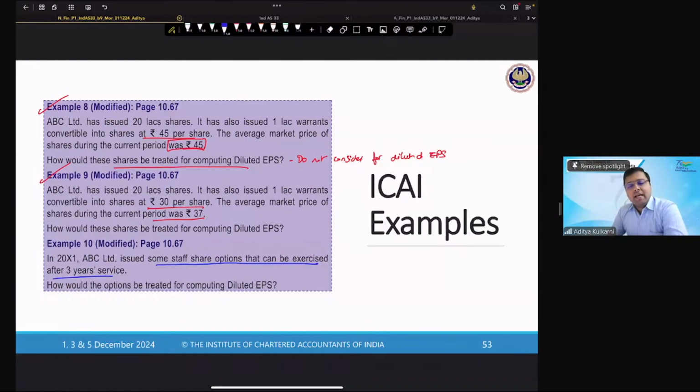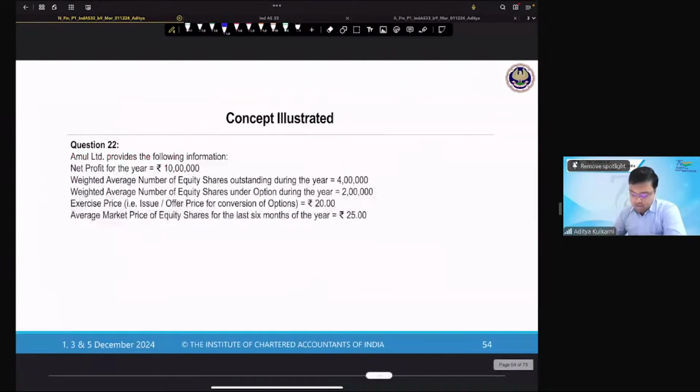And will anything be added to the numerator? No, कुछ नहीं होगा. Okay. So it's a regular option. It will be regarded as potential from the date of the grant, and then it will continue to remain potential until the issue actually happens. There won't be any addition to the net profit attributable to equity shareholders. So that takes care of this example.